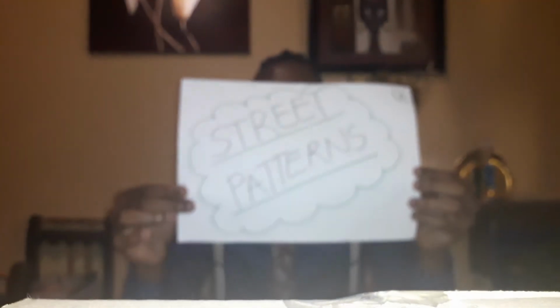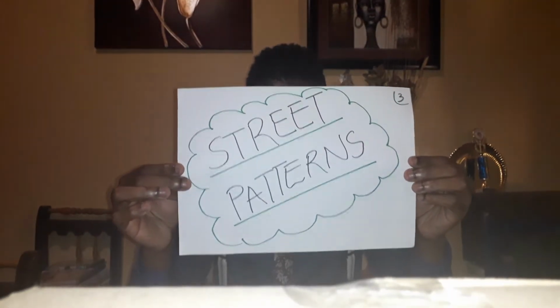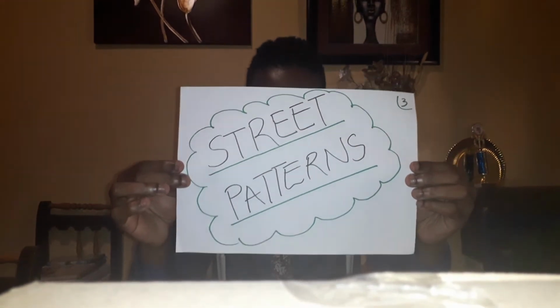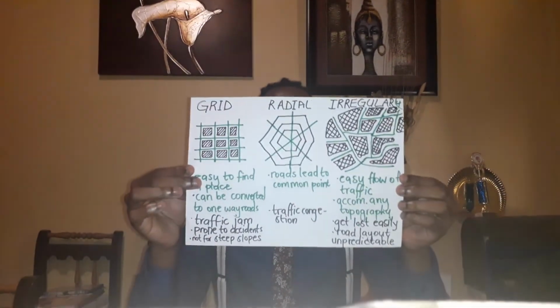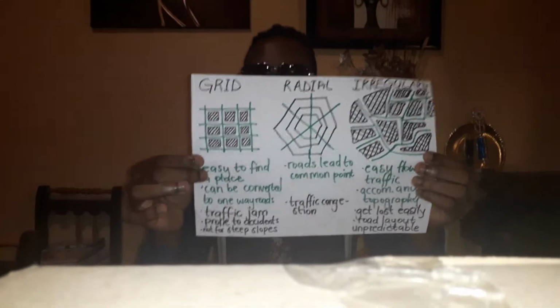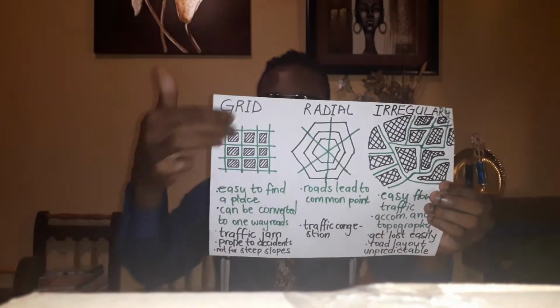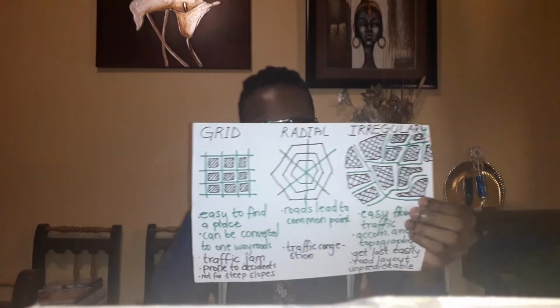Okay, moving on to street patterns. So we have 3 types of street patterns. We have the grid pattern, we have the radial pattern, and we have the irregular pattern. So I have made a chart so that you can be able to identify these 3 street patterns. So this is the grid pattern. You can identify it by that the streets intersect at 90 degrees. So the streets are parallel and perpendicular to each other.